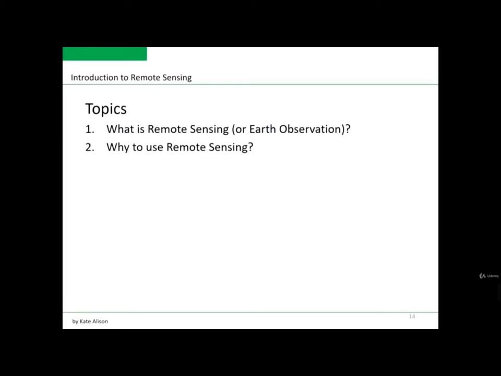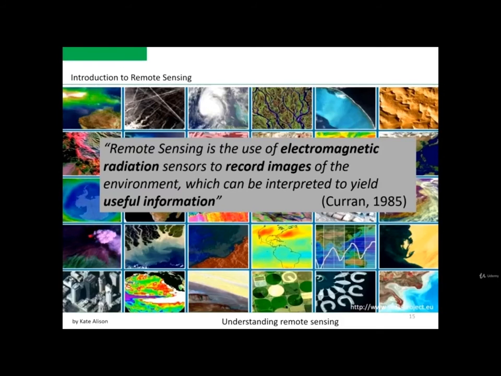Both of these terms are often used interchangeably, so if you hear satellite remote sensing or Earth observation, usually people mean the same things. And why to use remote sensing? What are the advantages and disadvantages of satellite remote sensing? So let's go to the definition of remote sensing.